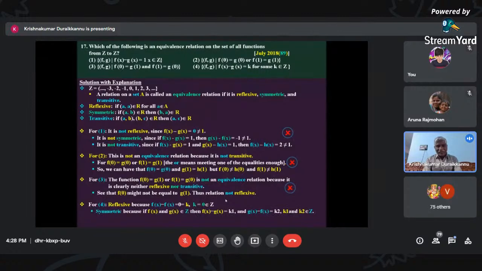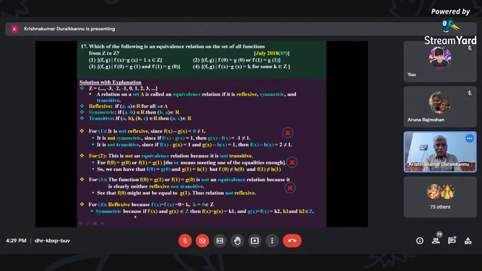Here it is exactly symmetric and reflexive, because f of x minus g of x gives some value. Suppose f of x is 5 and g of x is 3, then 5 minus 3 goes to 2. For example, 5 minus 5 means it is 0, and 0 is also present. That is reflexive. Same value: suppose you assign f of x as 10 and g of x as 10, 10 minus 10 goes to 0. It is some k value, so that k equals 0 belongs to Z.